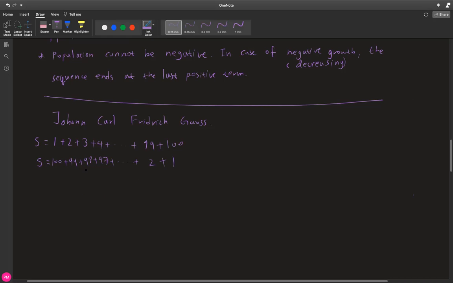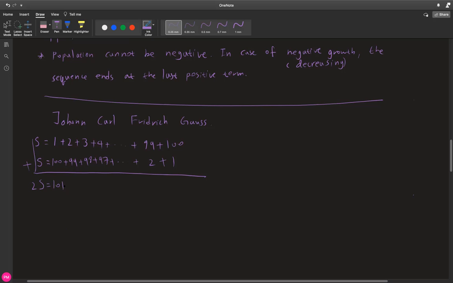And by the commutative property, we know that this sum and this sum are actually the same. So the next thing he did is he simply added the top and the bottom by columns. So what would happen? If you add two s's, it's simply 2s. But now if you add 1 to 100, it's going to be 101.